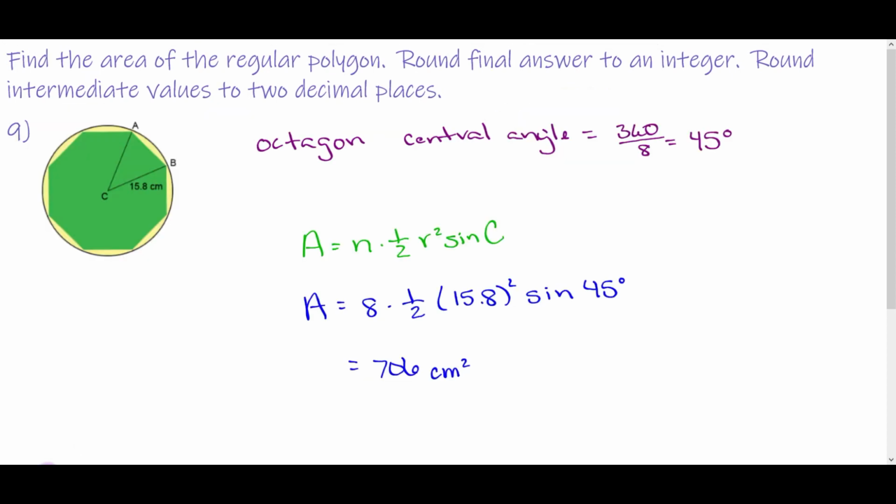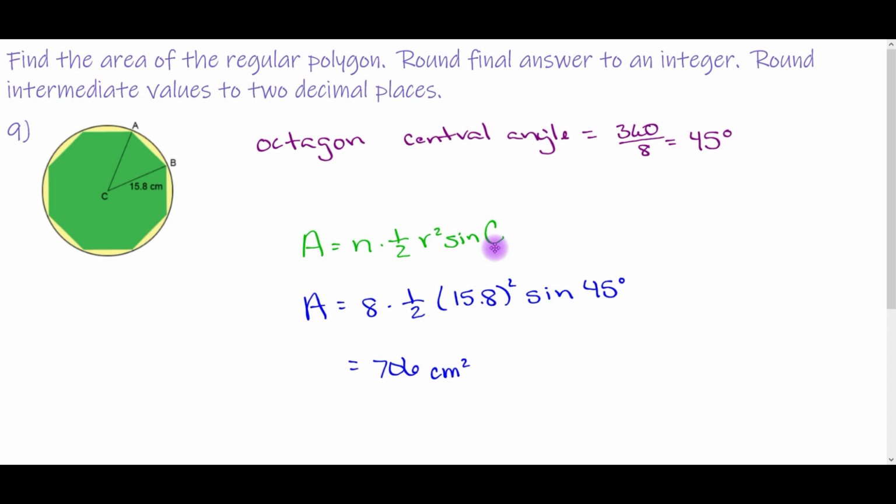All right, here we're going to find the area of the regular polygon. So we have an octagon here inscribed in a circle, and they've given us the radius of the circle or the radius of the polygon, whichever way you want to think about it. So since we have the radius value already, then we're going to use the formula that uses the radius value. So then I have the radius value.